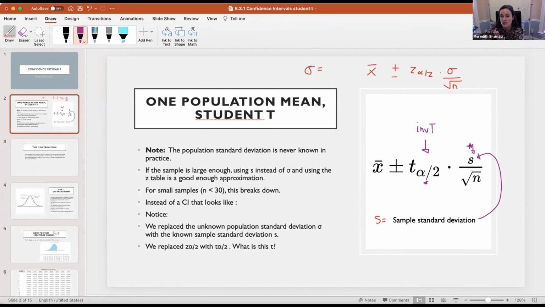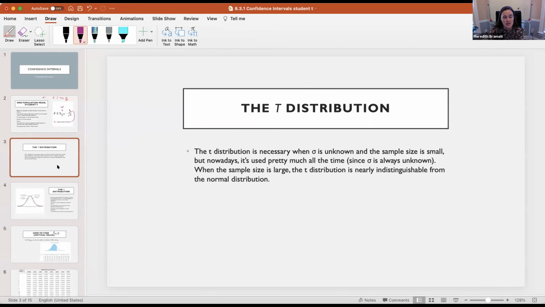But our calculations and how we solve them and what they mean and how to interpret them are all going to be the same. So nothing is changing with that. Now I do want to show you the T distribution. The T distribution is necessary when the population standard deviation is unknown and the sample size is small. But nowadays, it's pretty much used all the time. Normally, if n is less than or equal to 30, we consider it to be small. We've talked about this before. n does not have to be less than 30 for us to use this.